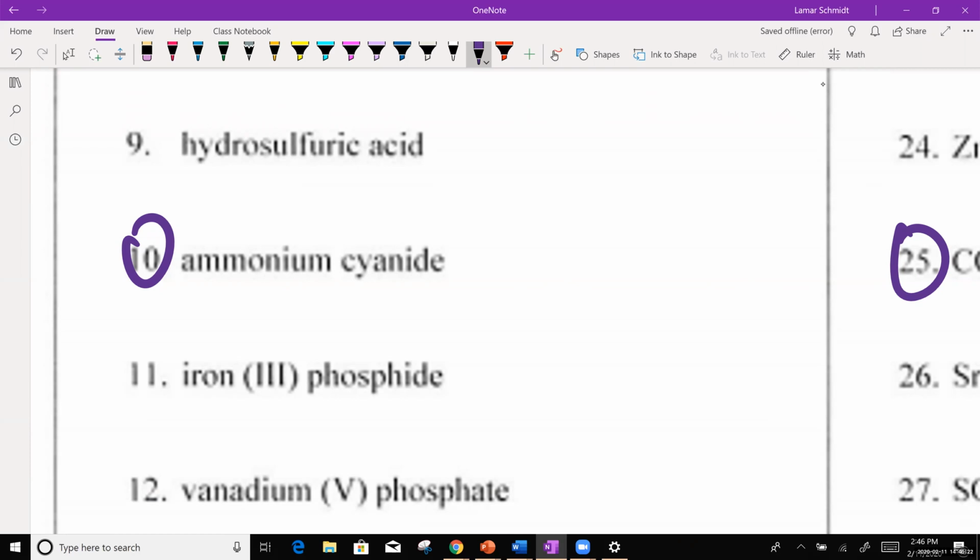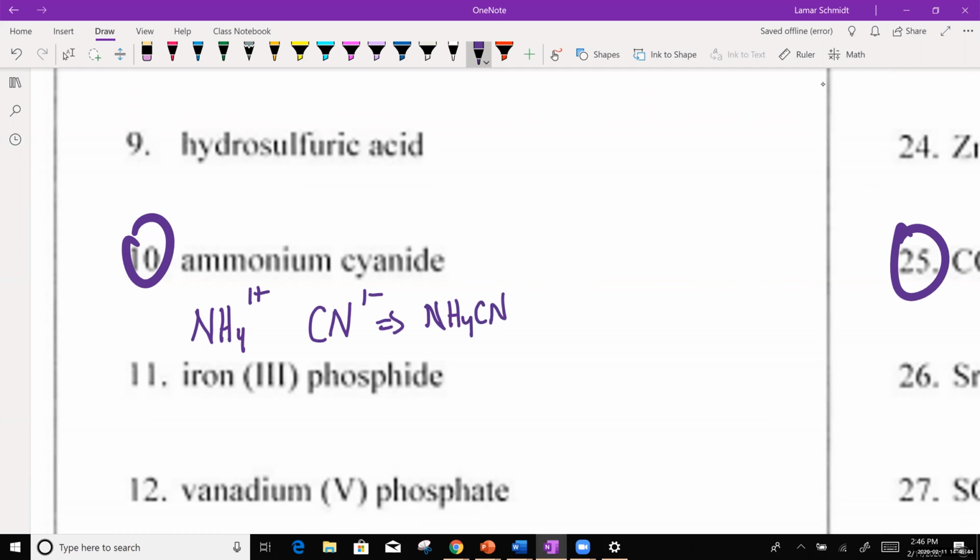So we have to look at charges. So you find ammonium on your polyatomic ion sheet, and you'll see that it says it's NH4 1 plus. And you can find cyanide, which is CN 1 minus. And so the sum of the charges there already equals 0. So you have NH4CN.